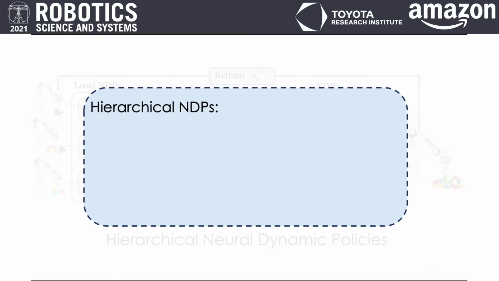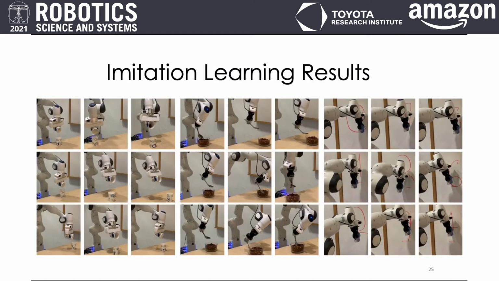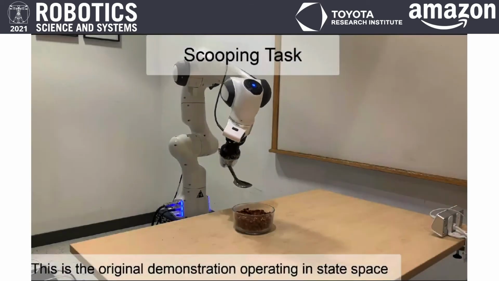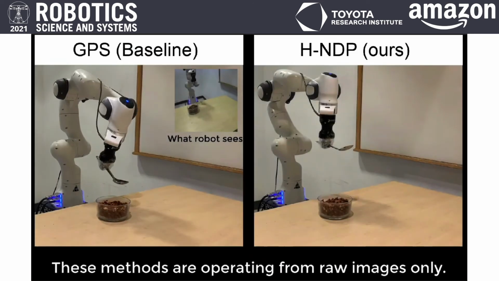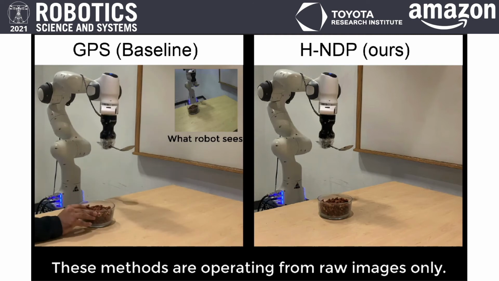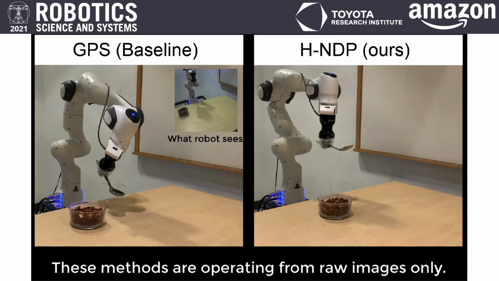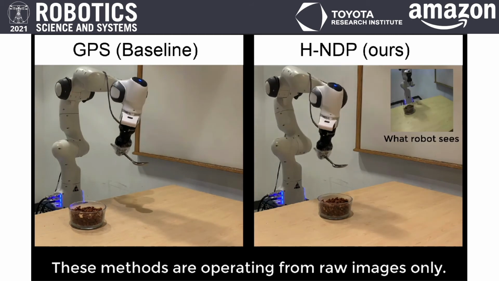To summarize, we first solve the dynamic task locally and then harness deep learning to fit a global NDP. We perform large-scale visual imitation learning experiments on the real robot. We evaluate on scooping. We provided very few demonstrations collected by hand. We show some sample results of trained HNDPs compared to guided policy search, or GPS, one of the baselines used in our paper. The robot is operating from images only, unseen at training time.